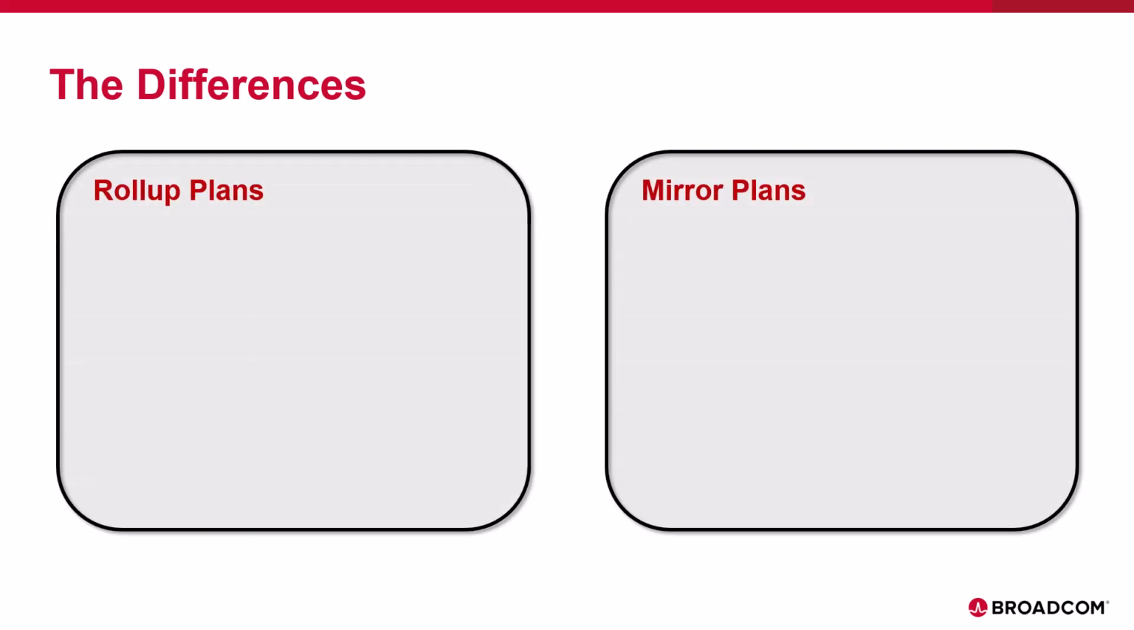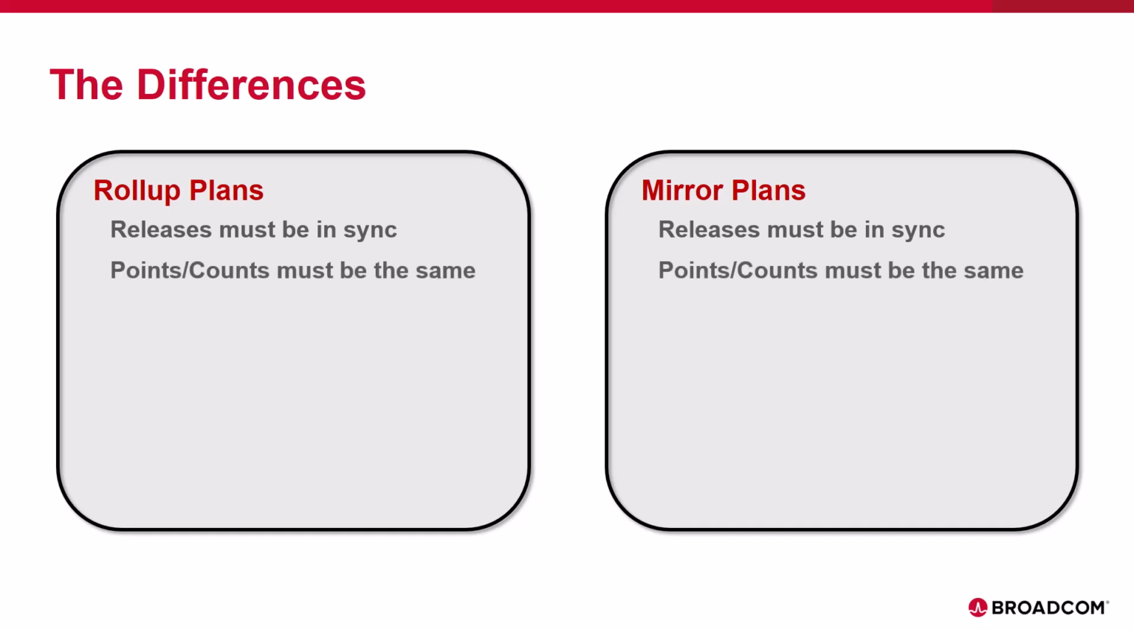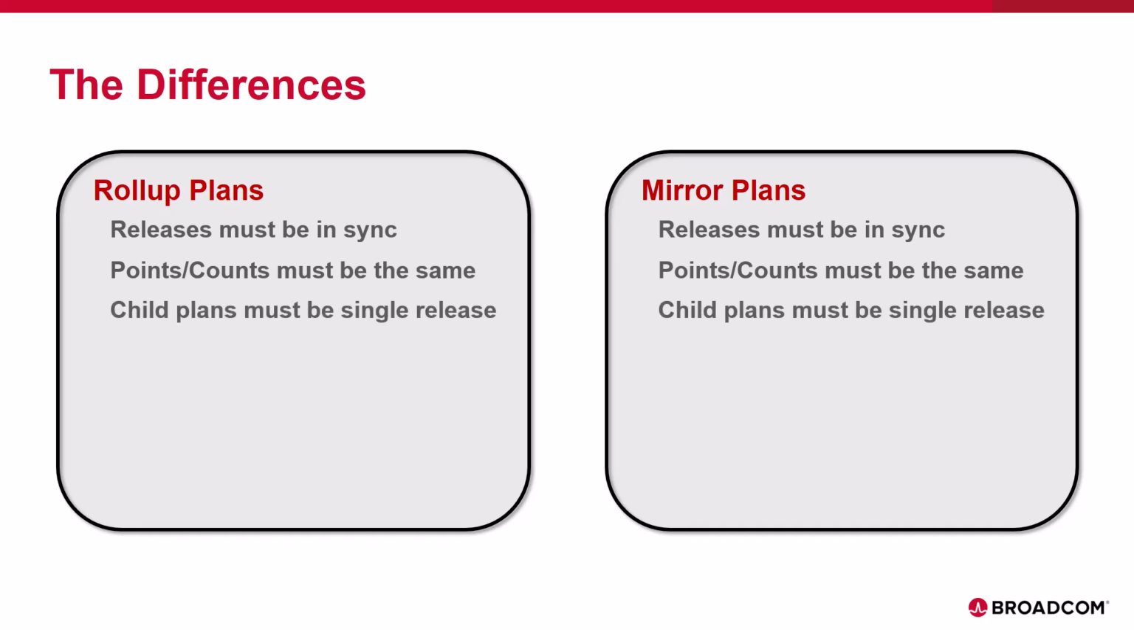For both roll-up and mirror, the releases in your plan of plans have to match the releases in your child plans. You can't connect a child plan for a release that's not included in your plan of plans. When you create a plan of plans, you have to select whether you want to use story points or story counts for your calculations. The child plans have to match this selection. You can't connect a child plan that uses story count to a plan of plans that uses story points. And you can only connect single release plans to a plan of plans.